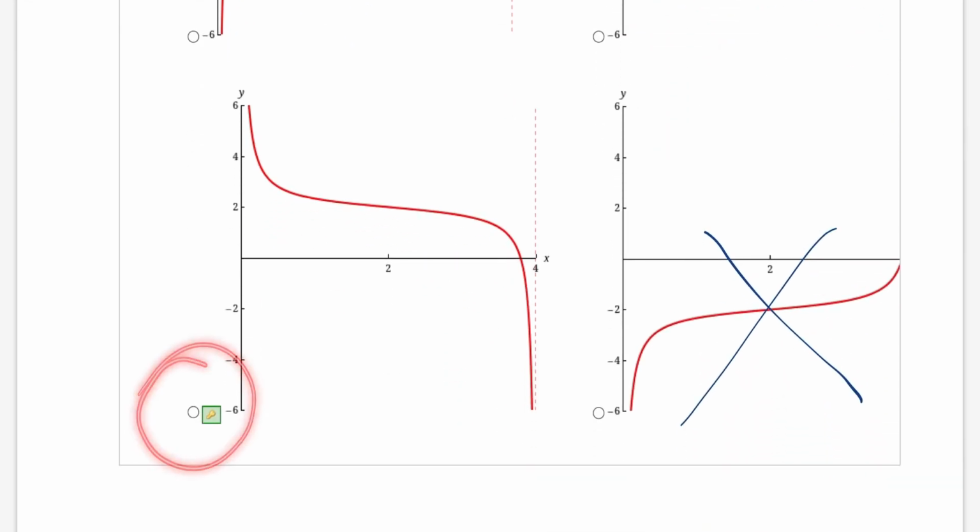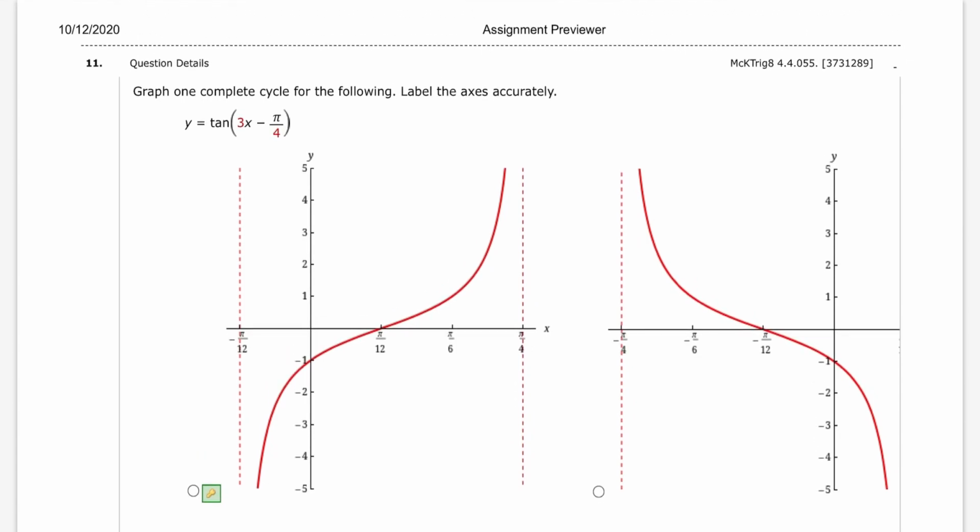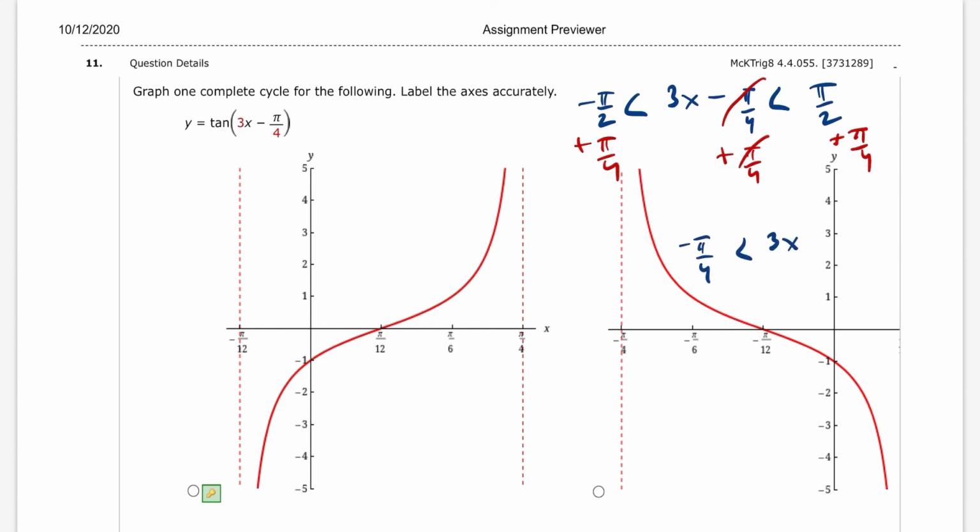All right, for tangent, same thing, but this time our asymptotes go between negative pi over 2, argument in the middle, and positive pi over 2. So let's solve for x. So on this side, we're going to have negative pi over 4, 3x. On this side, we're going to have 3/4 pi. Then we need to divide by 3. So we end up with negative pi over 12 less than x less than 3/12 pi.